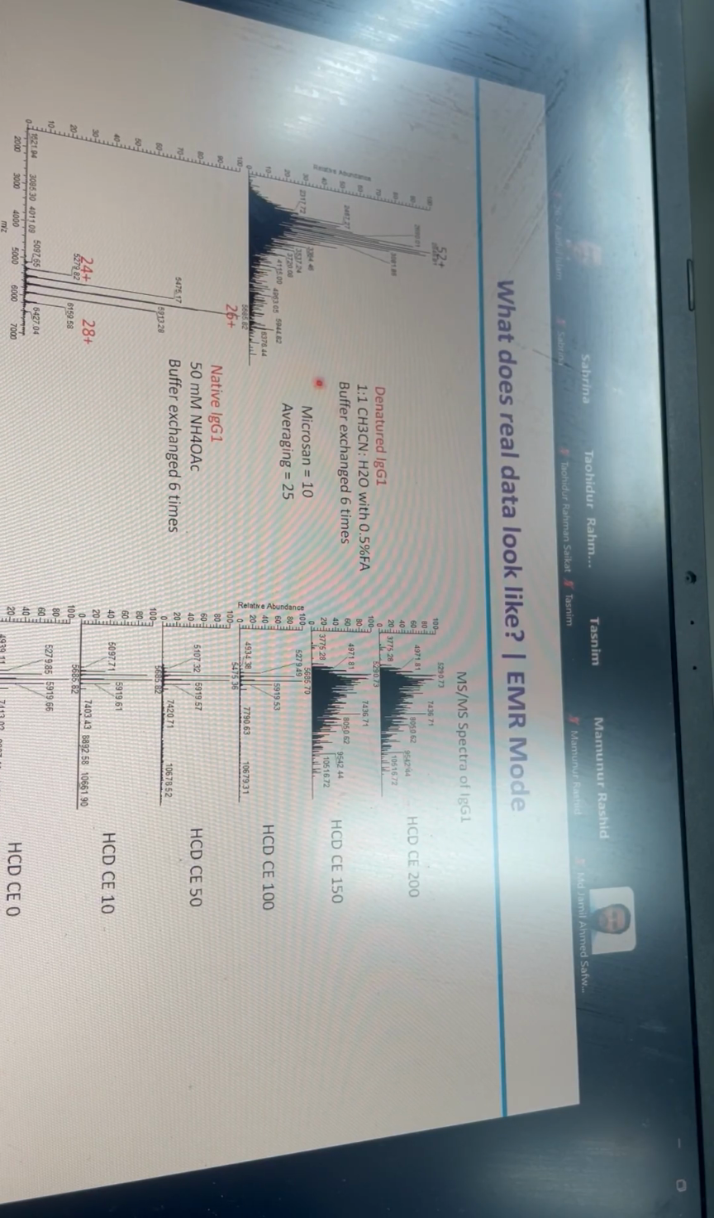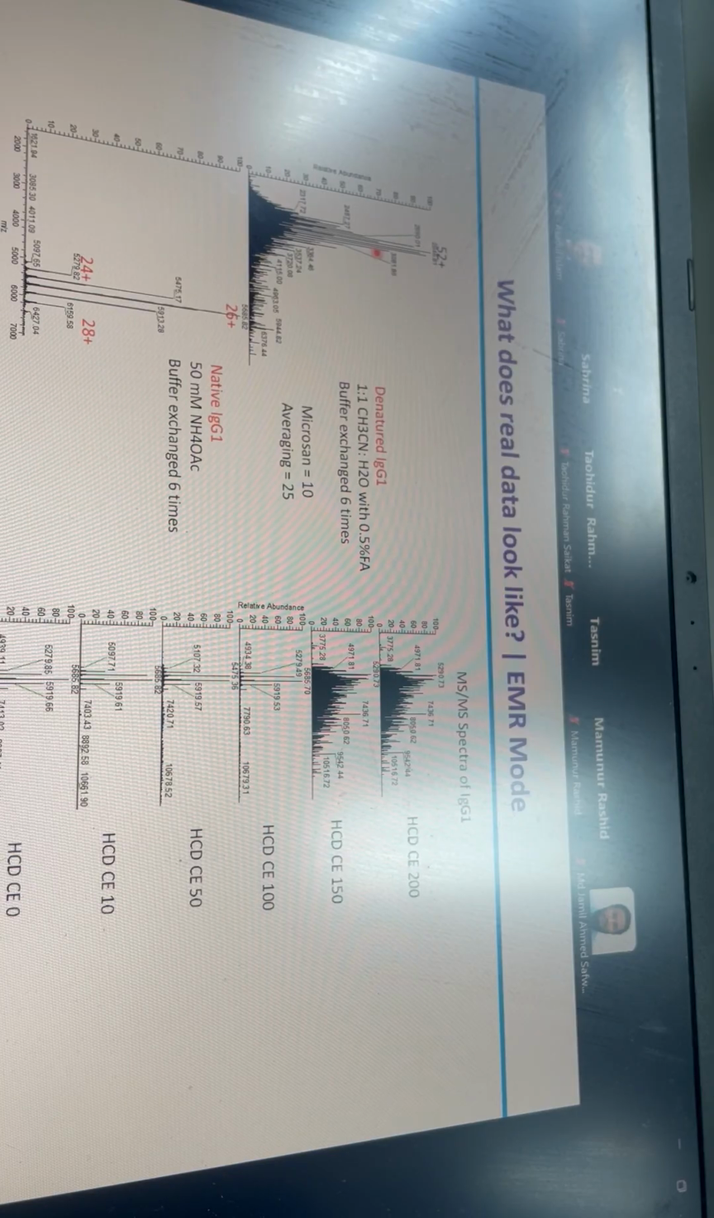So this is antibody IgG1, measured in two ways. One is native. Native condition means native mass spectrometry, using ammonium acetate buffer. You need to do the buffer exchange, remove all the salt, and then you see that this is a very folded, native IgG antibody. And this one is denatured, meaning you added some acid and organic solvent. The organic solvent will unfold the protein, and you can see the 52 plus charge state, meaning it's very very unfolded.